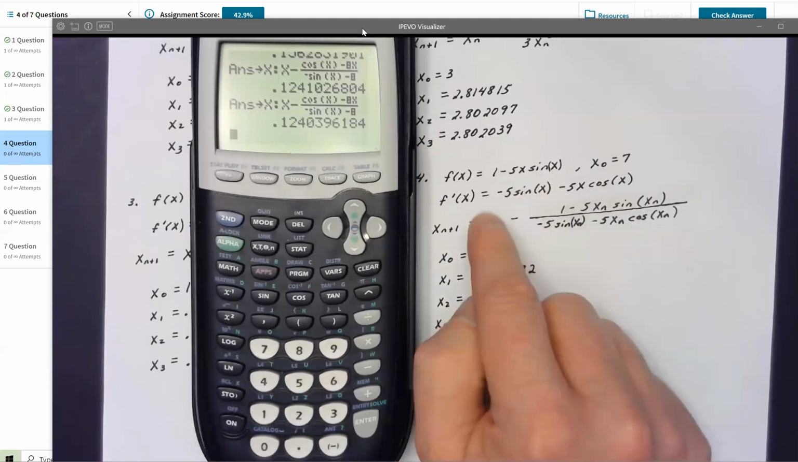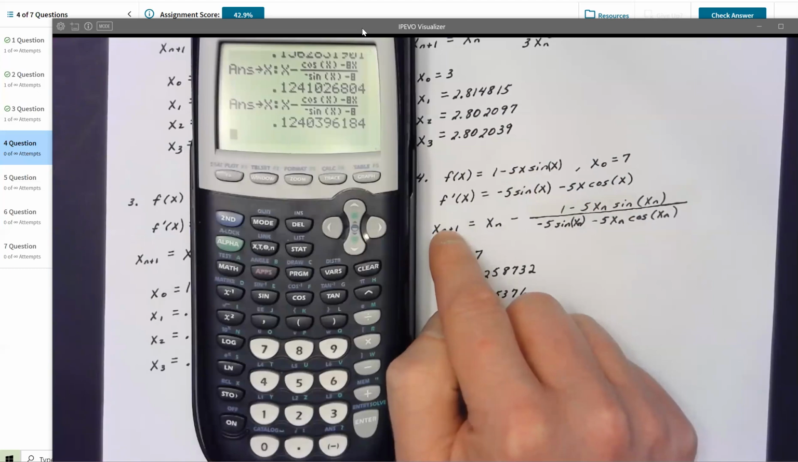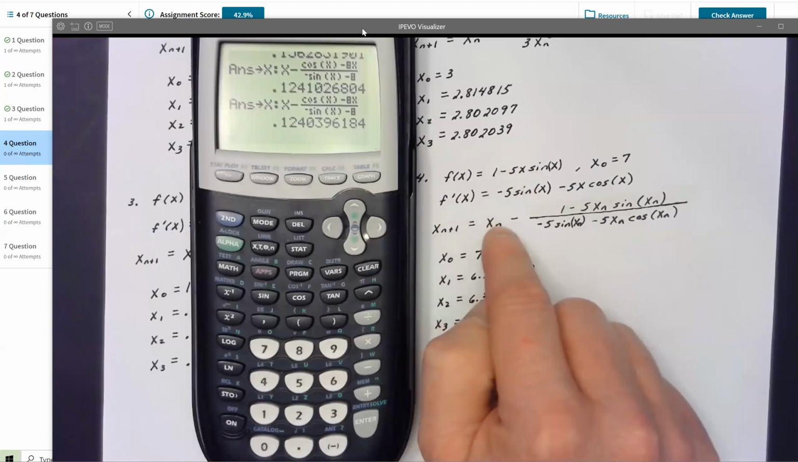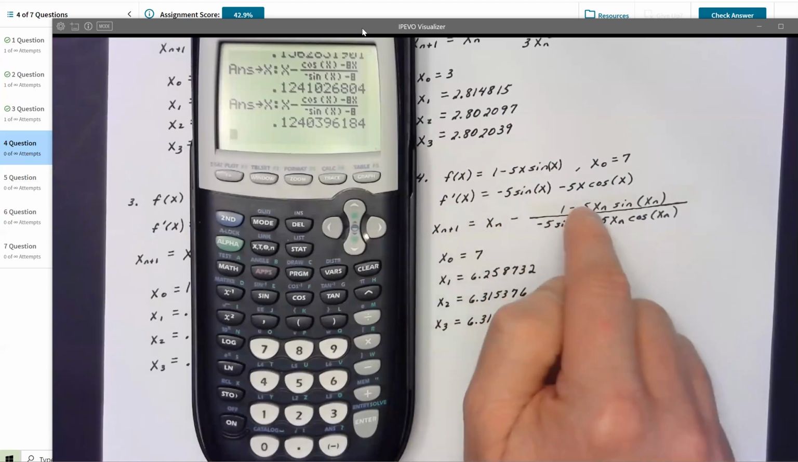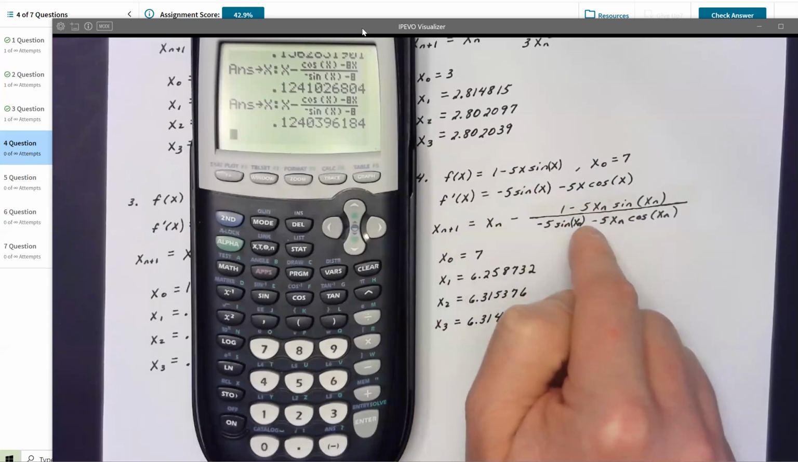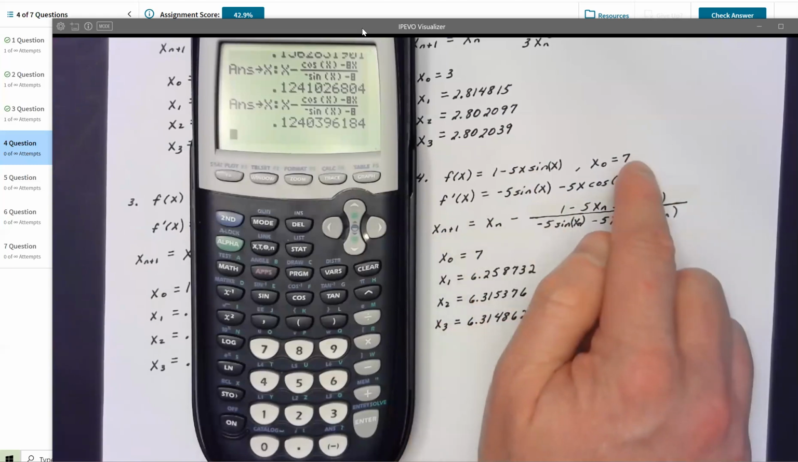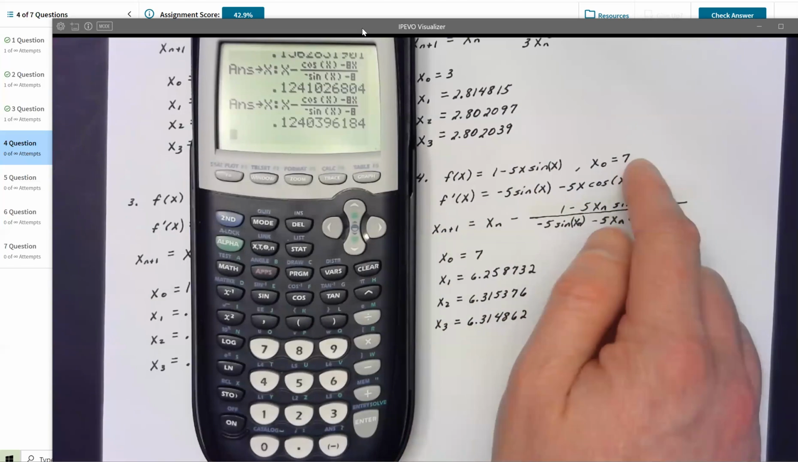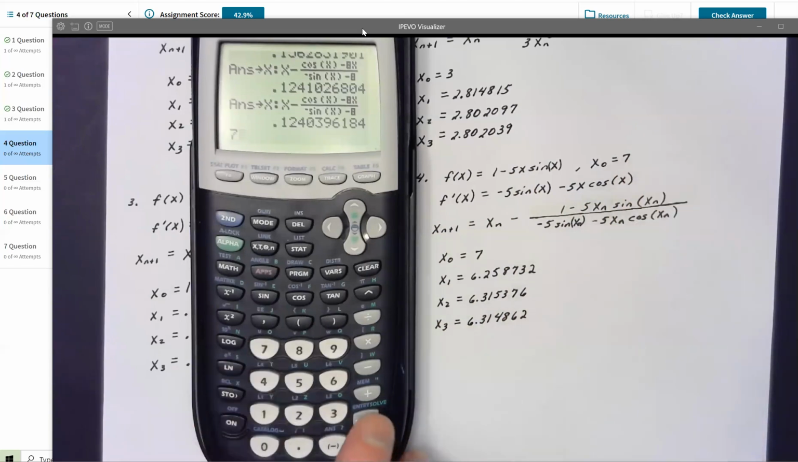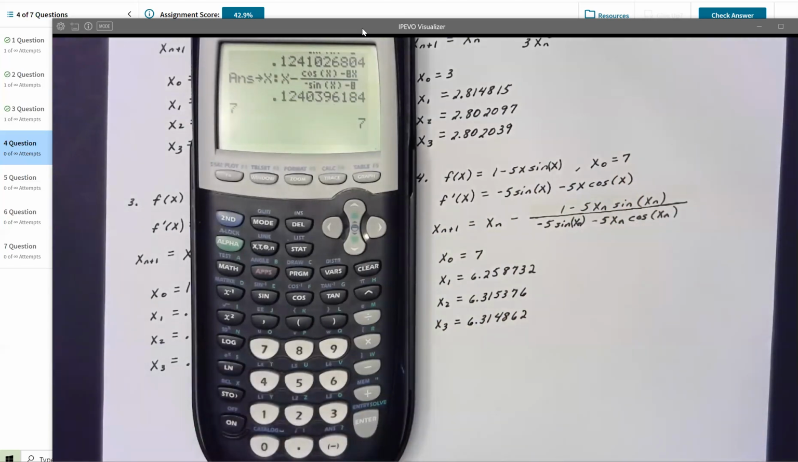Now, we know that Newton's method says that each successive guess is the previous guess minus the function divided by its derivative evaluated at that previous guess. Okay, so now I start plugging things in. With the initial guess in the problem, it told me the original guess is 7. So I just get 7 into my calculator as an answer.